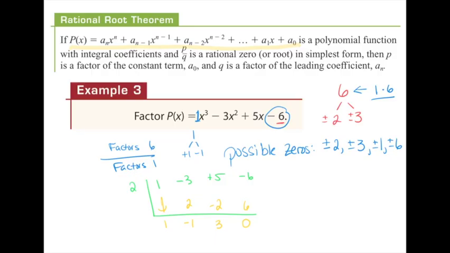So I automatically know that 2 is a 0, and I automatically know that x minus 2 is a factor. All right? So then what does the rest of this look like? Well, I started with x cubed, so it's going to give me x squared minus 1x plus 3. How would I find my other factors here?